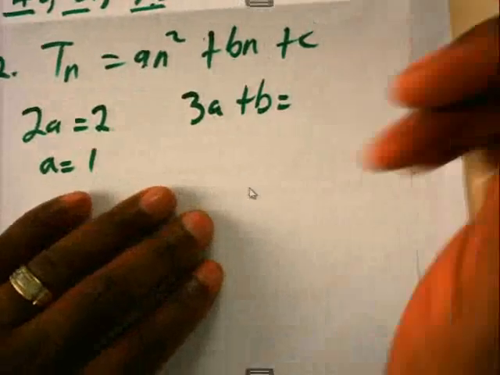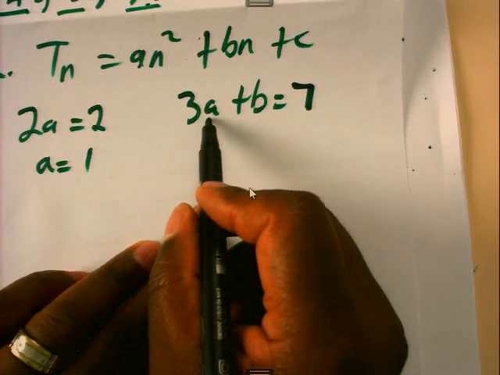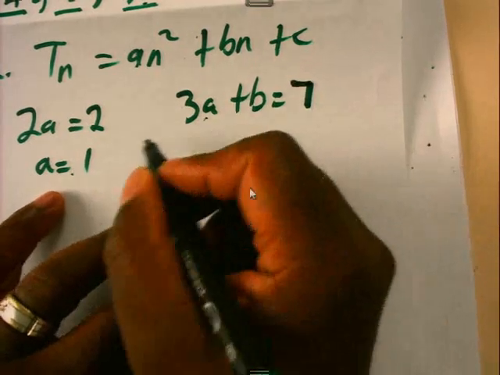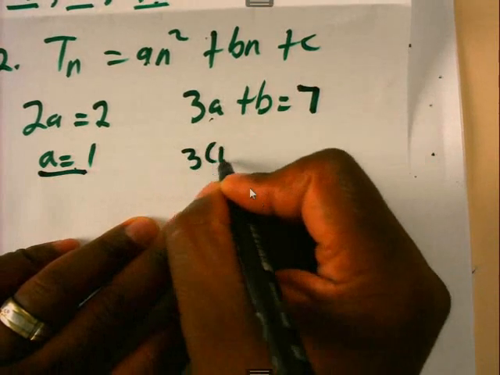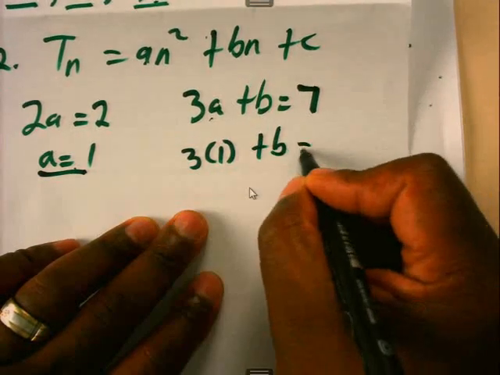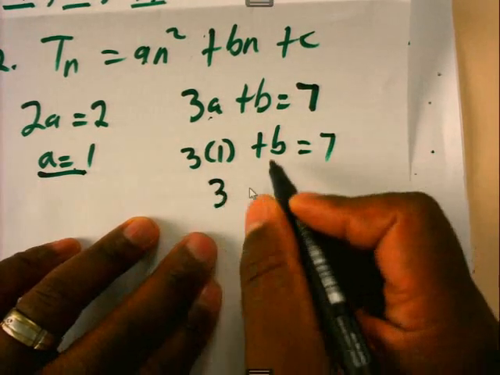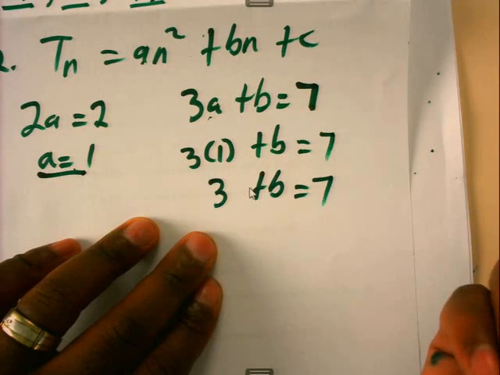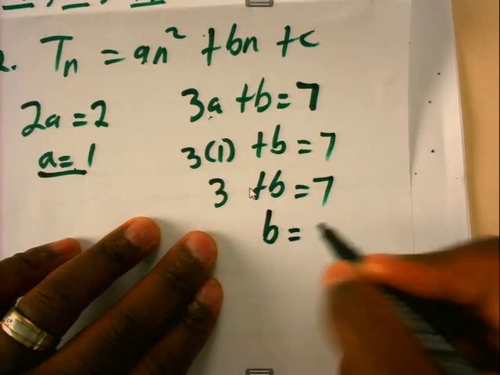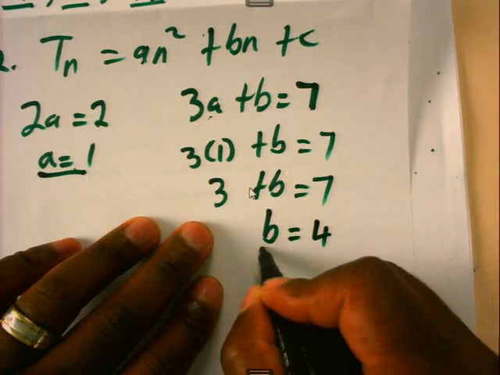Now let's work it out. 3a plus b is equal to 7. But remember, we already determined the value of a. Our a is 1 here. So we substitute a equals 1 into this equation. 3 multiplied by 1 plus b will then be equal to 7. Now 3 multiplied by 1 gives us 3, plus b is equal to 7. Then you transpose 3 to the right. You'll only be left with b on the left. So 7 minus 3 gives you 4.